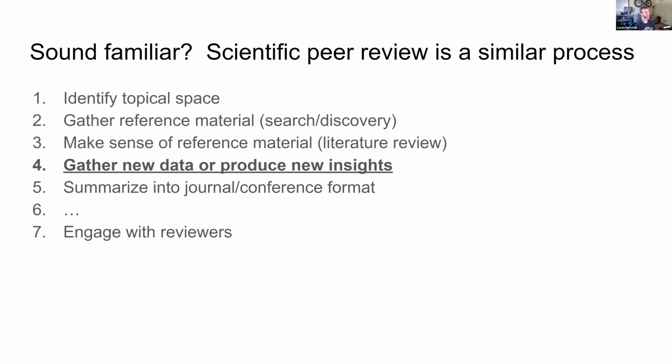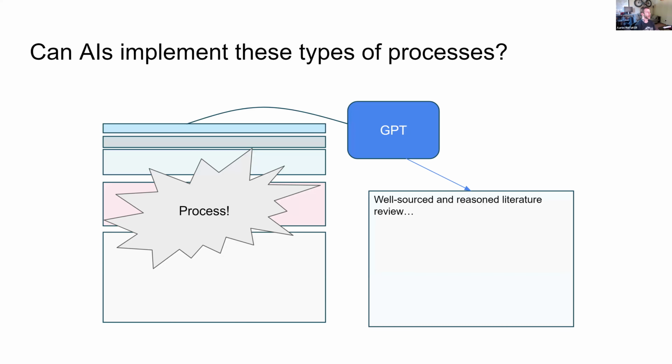This should sound familiar because this sounds a lot like a scientific process. In the same way, if you want to write a scientific research paper, you identify a topical space, you gather relevant reference material, you make sense of that reference material. You do something new that Wikipedians don't do, which is gather new data or produce new insights. You summarize it into the appropriate format, and you engage with reviewers.